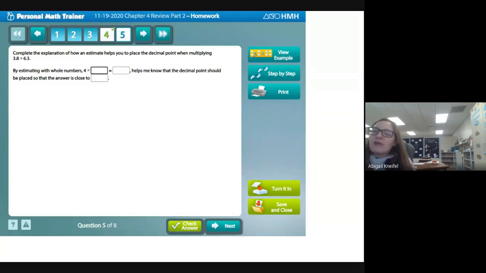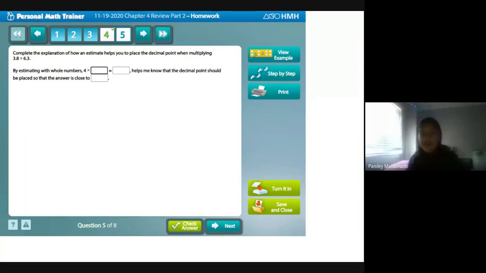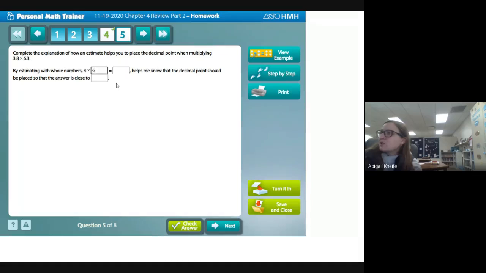Corgan, what do I do? Round up to 7 or down to 6? Down to 6. Corgan, talk louder. I can't hear you. Down to 6. She said down to 6, but it's hard to hear her. All right, so down to 6 because 3 isn't above 5.